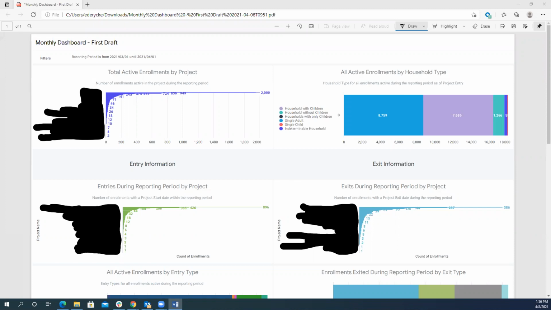Okay. Anyone else have any other looks or charts that would be helpful for you to review your data accuracy?